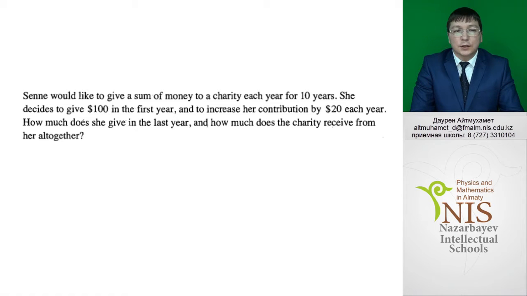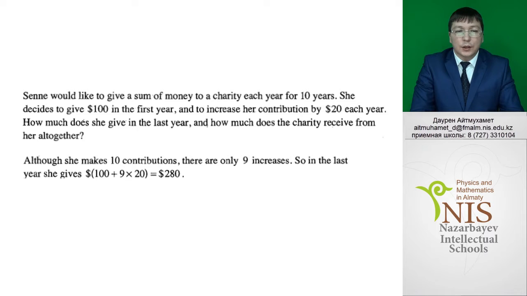Well, the answer for the first problem is easier, and you probably know the answer for that. How much does she give in the last year? Also, she makes 10 contributions. There are only 9 increases, 9 steps. So in the last year, she gives 100 plus 9 times 20, and 20 is the step, the common difference of arithmetic sequence. And it will be $280 on the 10th year.